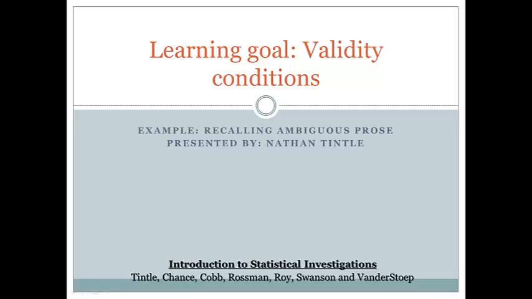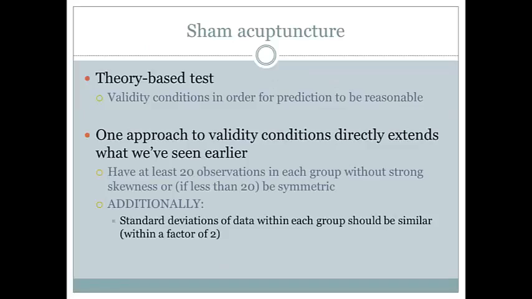In this Learning Goal video, we will discuss the validity conditions for ANOVA. We will use the Recalling Ambiguous Prose dataset to talk about this learning goal. For any theory-based test, you should know by now the validity conditions are needed in order for the prediction of the null distribution to be reasonable.